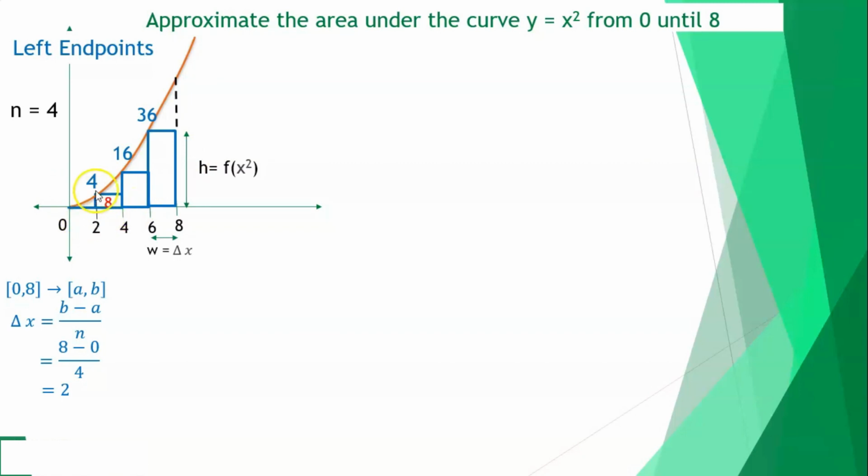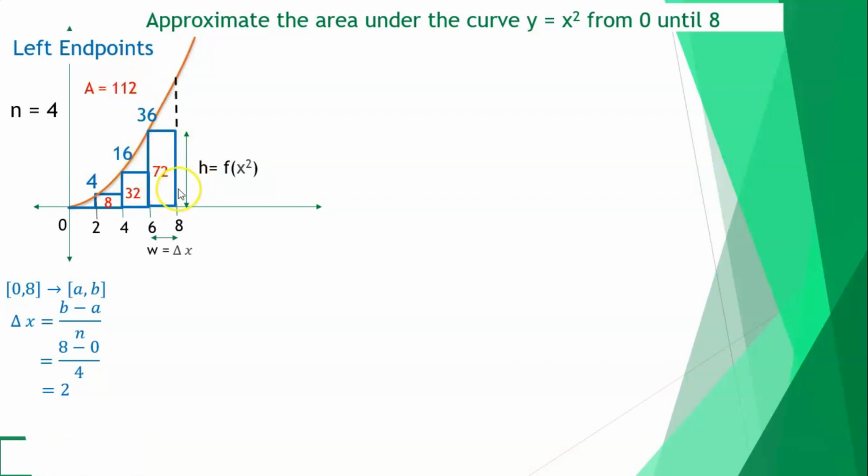At this point, the height is 4 and the width is 2, so 4 times 2 gives 8. 16 times 2 is 32, and 36 times 2 is 72. And 2 times 0 is definitely 0. You add all of this, 8 plus 32 plus 72, and the result is 112. So using the left endpoint method, the area under this curve is 112 square units.